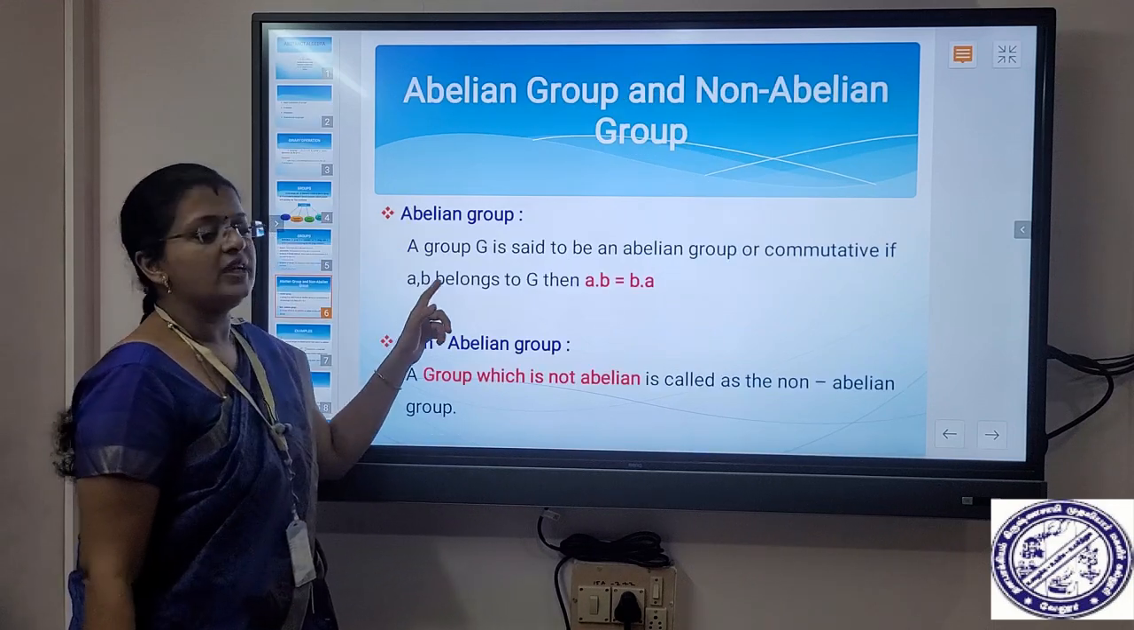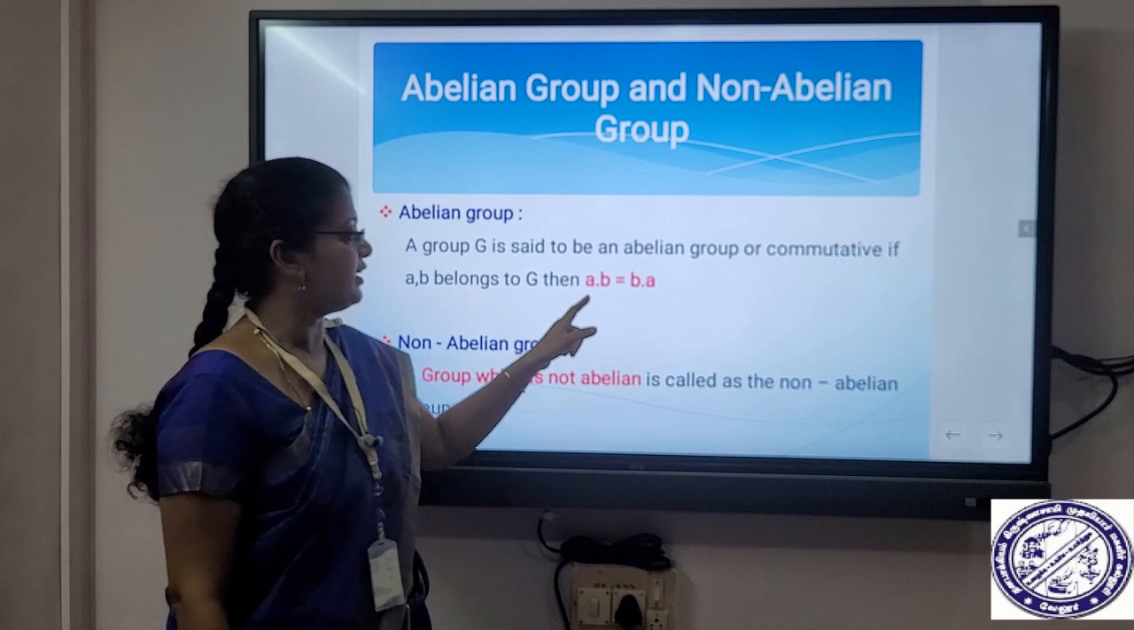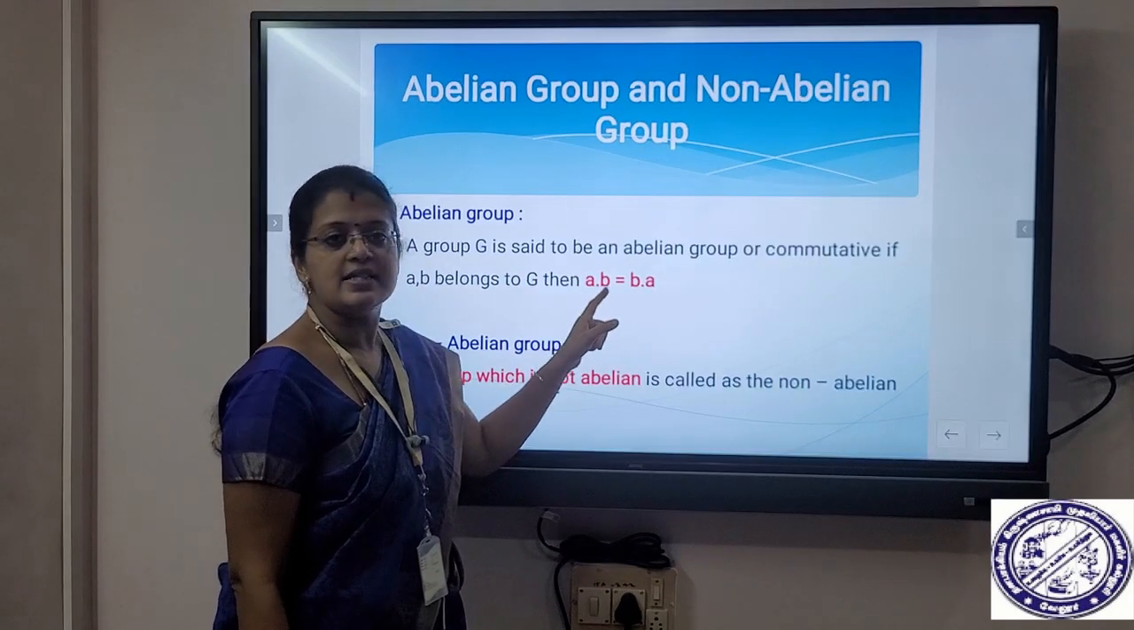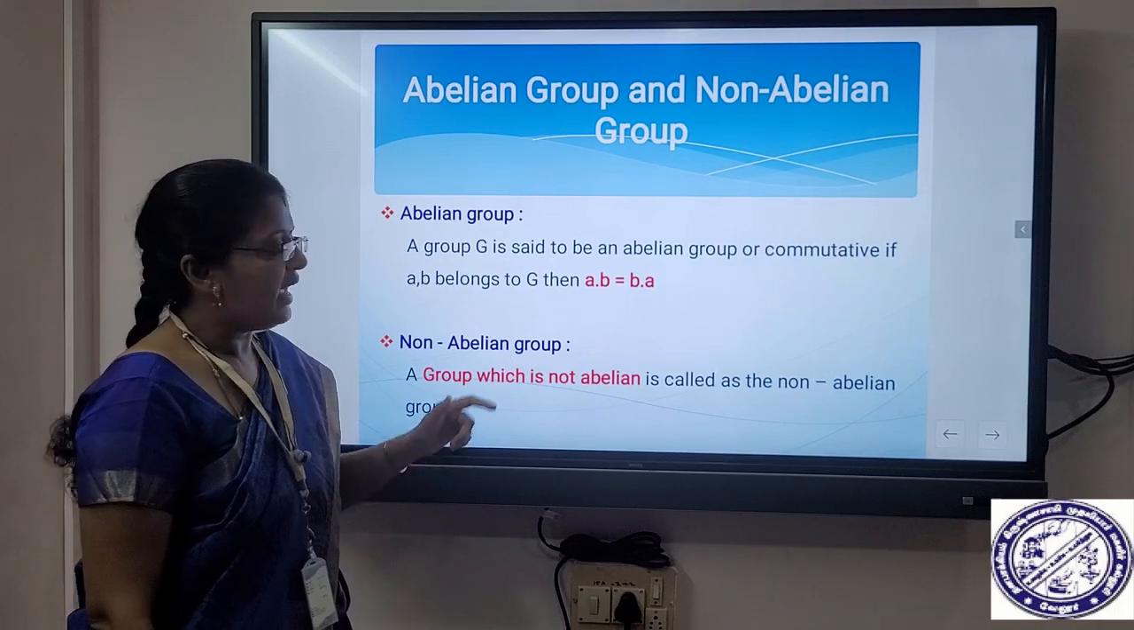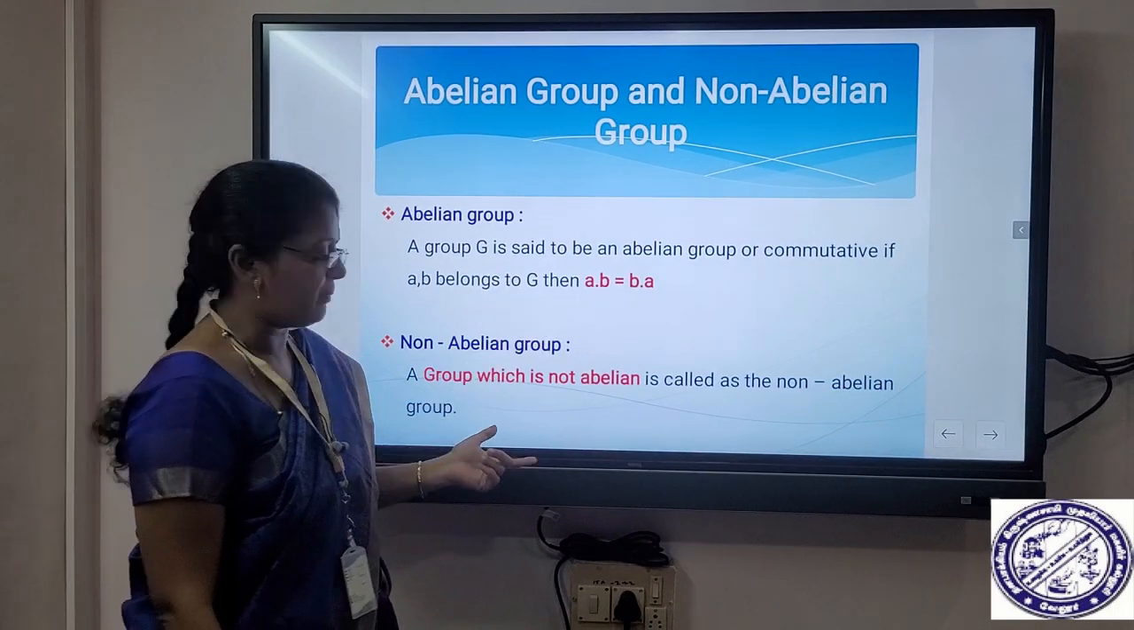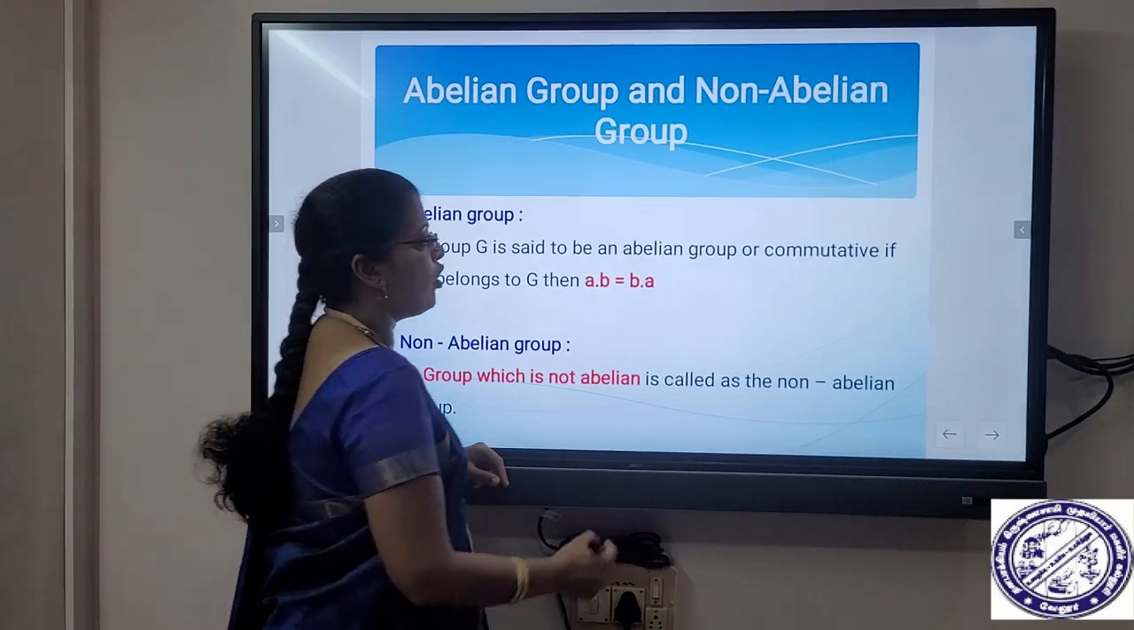Along with these four conditions, if it satisfies the commutative condition, that is A product B is equal to B product A, then it is said to be an abelian group. If this condition is not satisfied, then it is said to be a non-abelian group.